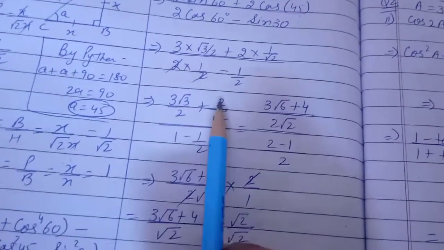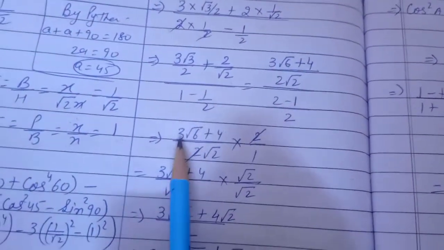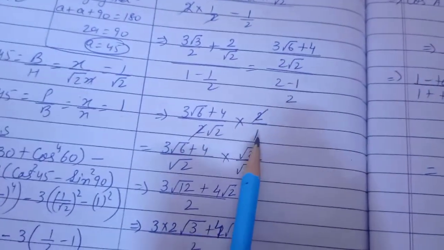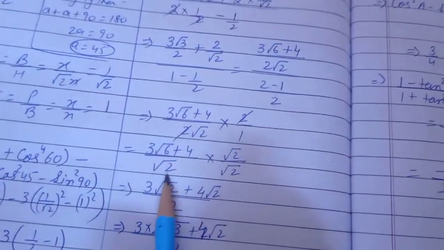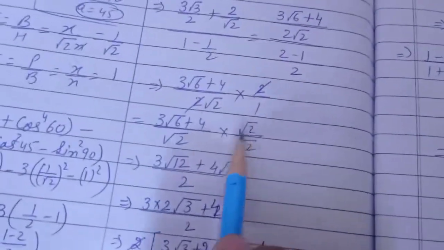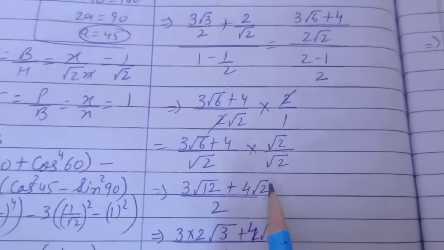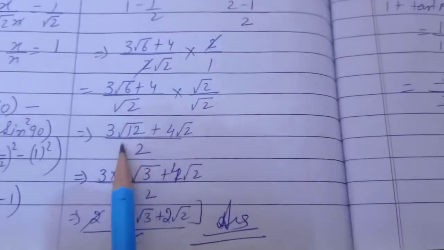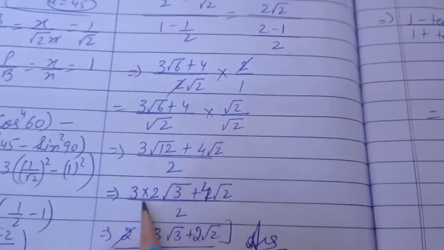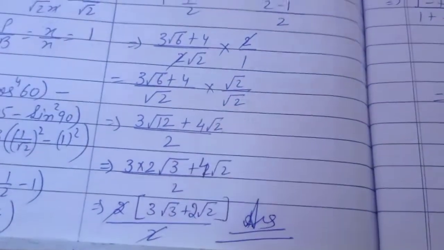Root 2 will get cancelled. 2 into 2 will be 4, upon, take LCM, 2 minus 1 upon 2. So what you are left with, beta? 3 root 6 plus 4 upon 2 root 2. Reciprocate it. This 2 will be in the numerator and 1 will remain here. Cancel 2 and 2. Again we are left with root 2 in the denominator, so for this we have to rationalize. Clear? When you rationalize, it will be 3 root 6 into root 2, which is root 12, plus 4 multiplied by root 2. Root 2 into root 2 is 2. Now you can write root 12 as 2 root 3 also. Clear? Plus 4 root 2, and take 2 common. Inside you are left with this. This 2 and 2 will get cancelled.